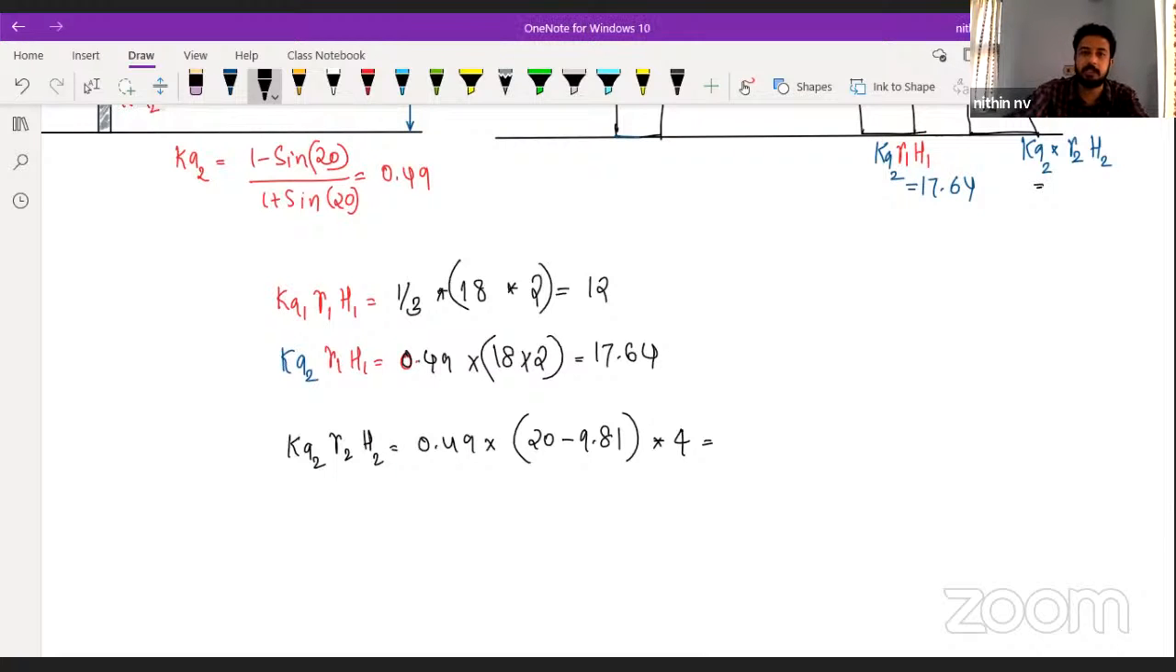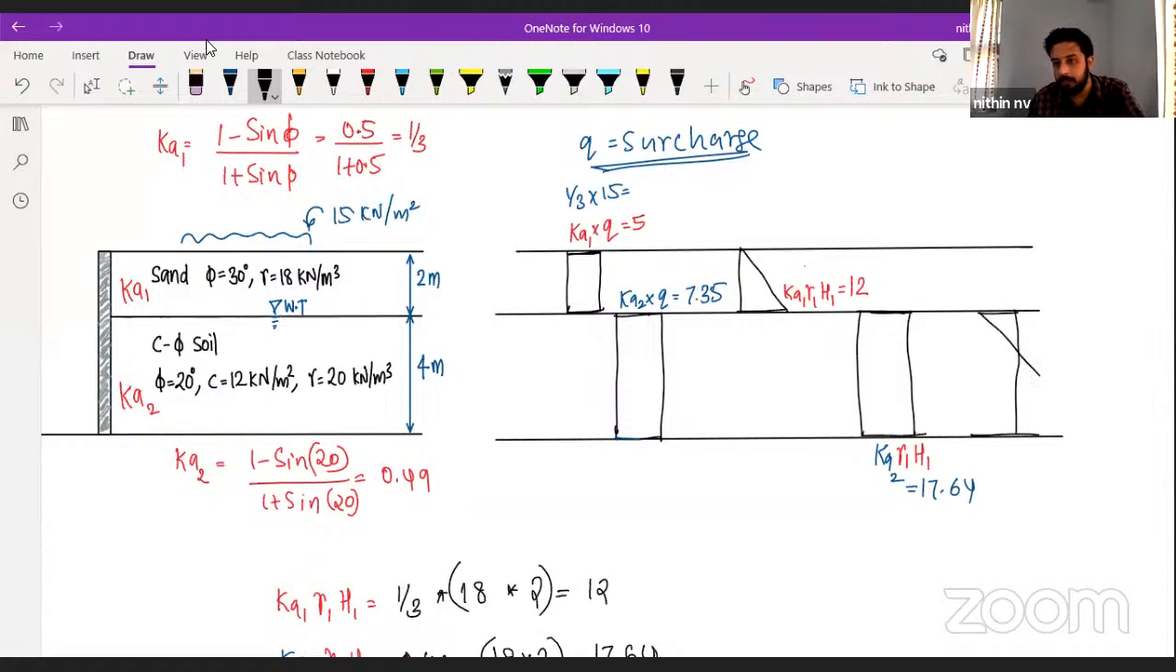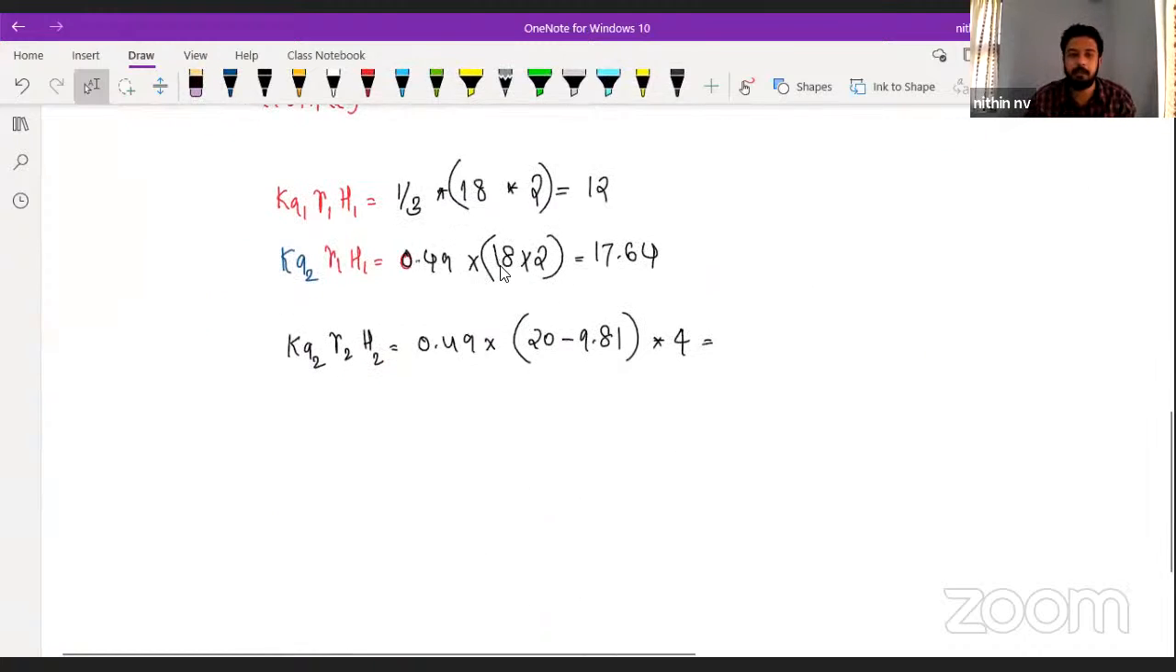It's a C-phi soil, sorry. Whenever it is a cohesionless soil, how will the pressure distribution be? The pressure distribution is going to be something like this. If it is active, if it is passive, then everything is positive. So what change will happen?